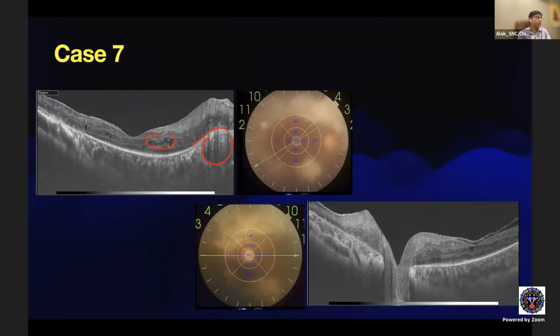In the right eye, the photoreceptors, at least at or near the fovea, appeared to be there with an intact ellipsoid zone, while in the left eye, there was a total loss of photoreceptors. You can see that the ellipsoid zone was completely absent.